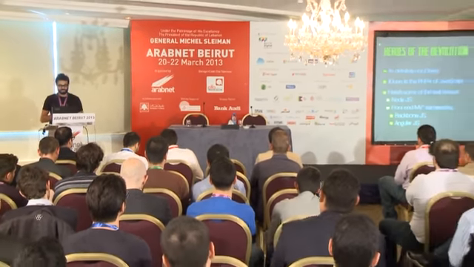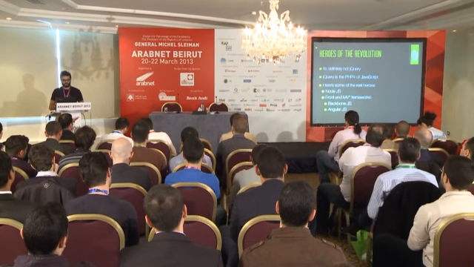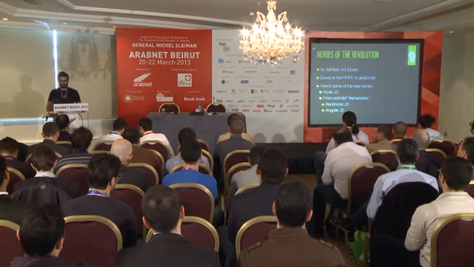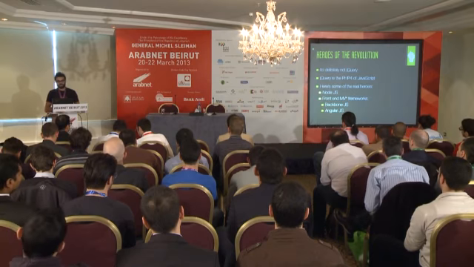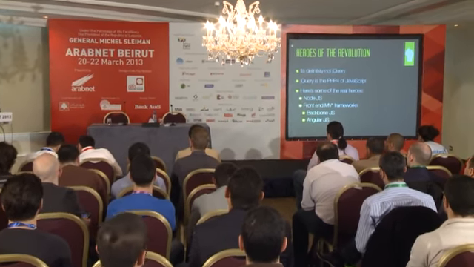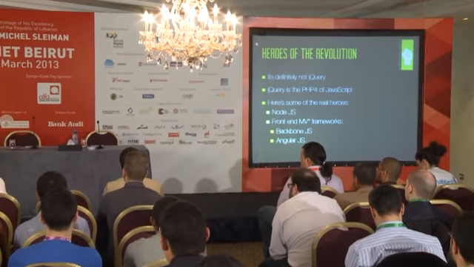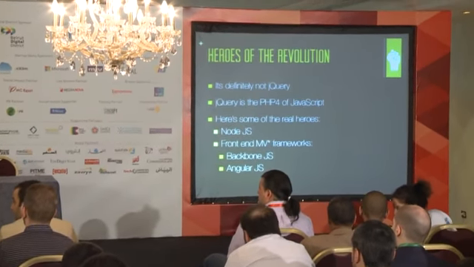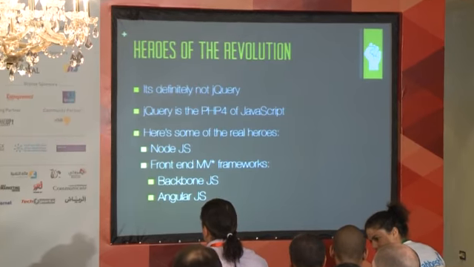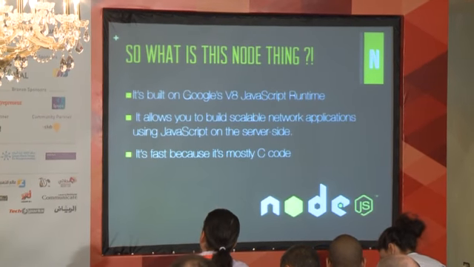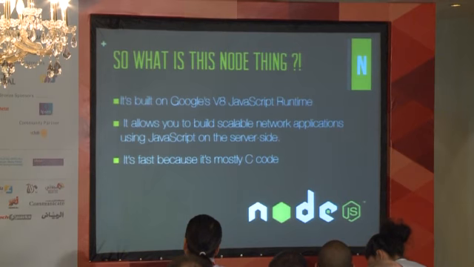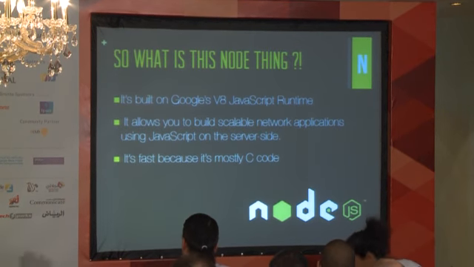You know, every revolution needs heroes. And the heroes of this revolution are definitely not jQuery. jQuery is like the PHP 4 of JavaScript. The real heroes are Node.js and front-end MV Star frameworks. It's a bit different from MVC frameworks because they kind of mix the views and the controllers in the same logic. And from these heroes, we have Backbone.js and AngularJS. Of course, there are other heroes, but this is more like it.